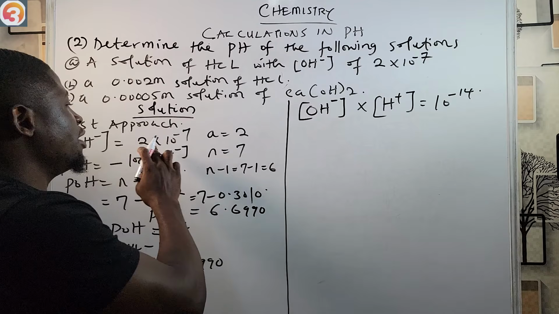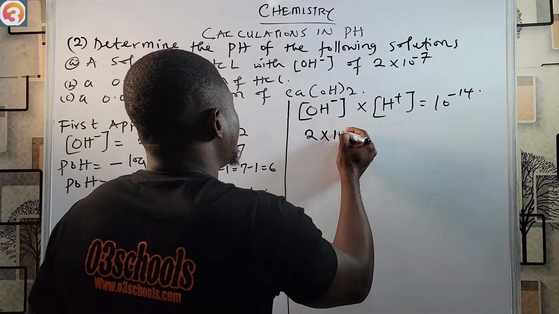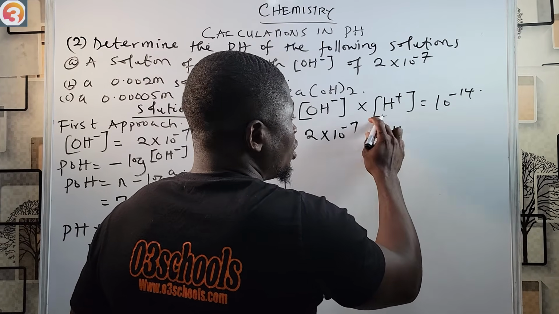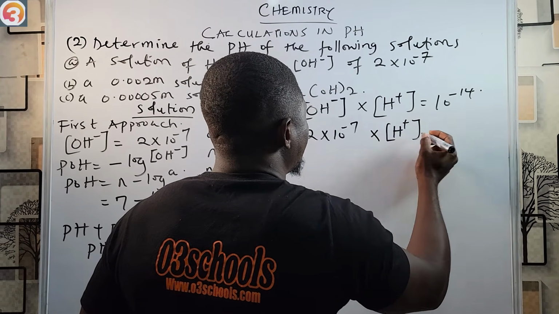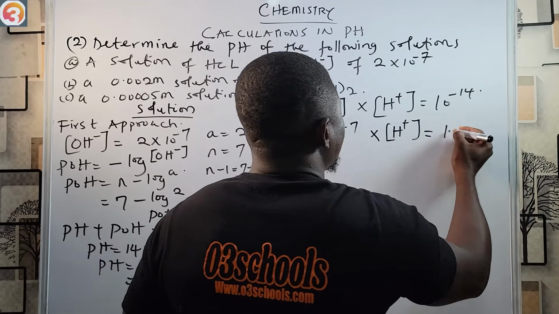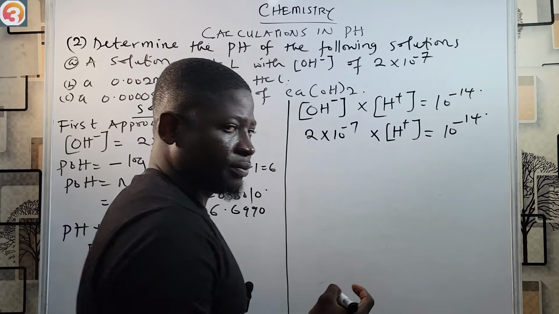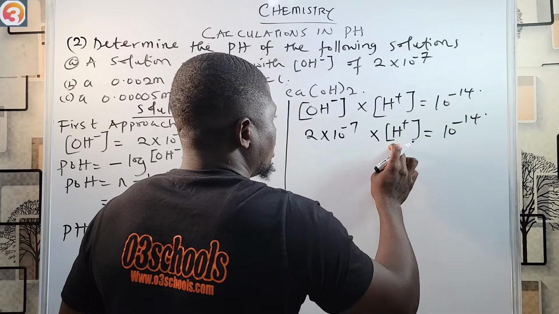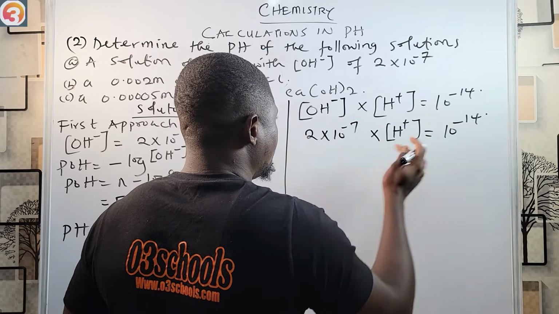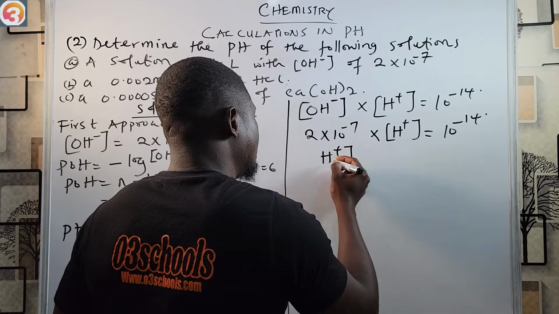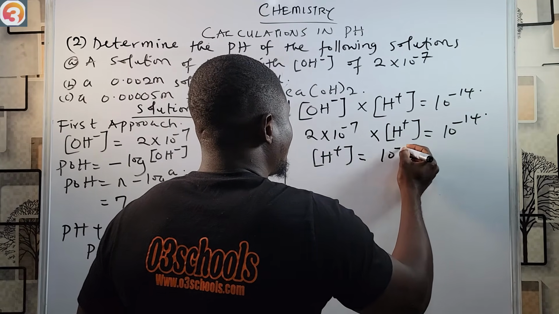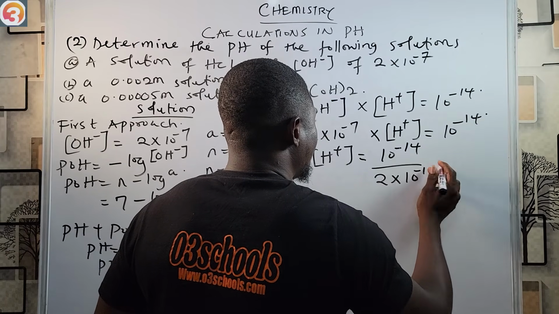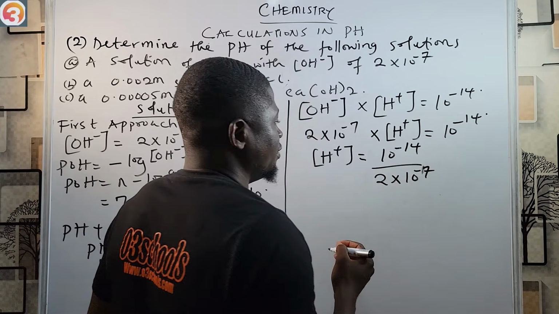They're giving the hydroxide ion concentration to be 2 times 10 to the power minus 7. Then we're looking for the hydrogen ion concentration. This will give us 10 to the power minus 14. If this stays here, this has to go this way. So the hydrogen ion concentration we are looking for is 10 to the power minus 14 divided by 2 times 10 to the power minus 7.